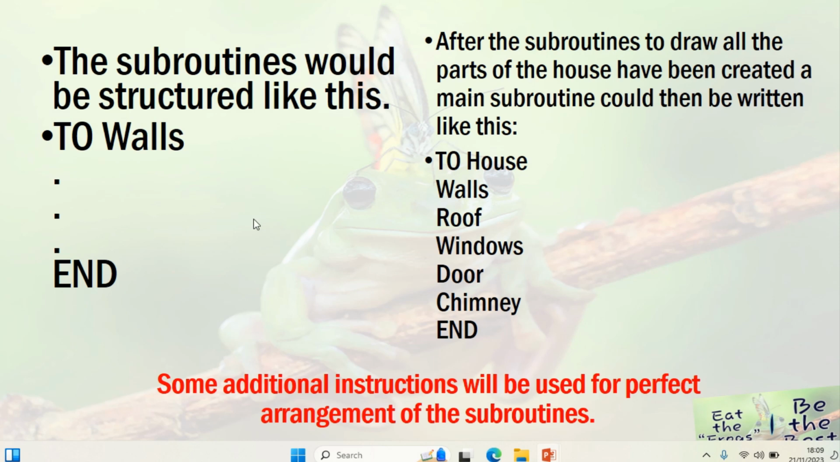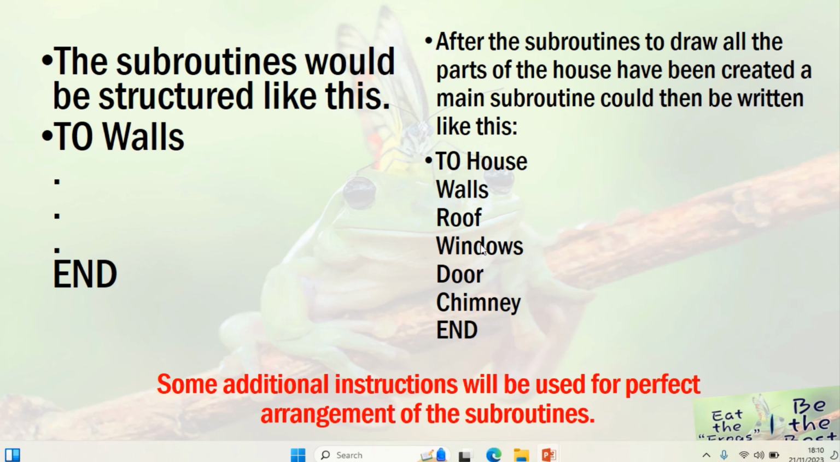So the subroutines will be structured like this: to walls. That means you are defining walls. After the subroutines to draw all the parts of the house have been created, a main subroutine could then be written like this: to house, walls, roof, windows, door, chimney, end. That is, you create a subroutine called house, and inside that house you put walls for walls to be created, roof to be created, windows to be created, door to be created, chimney to be created, then you end.